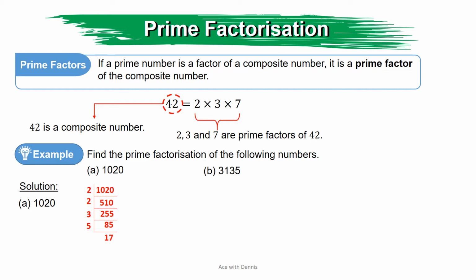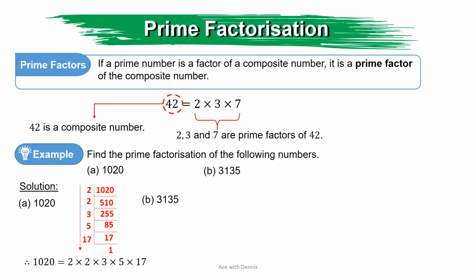85 divided by 5, we get 17. So 17 cannot be divided by 5. We'll continue to find the next divisible prime number, which is 17, and we get 1. So we multiply all these prime numbers, which is the product of prime factors: 1020 equals 2 times 2 times 3 times 5 times 17.